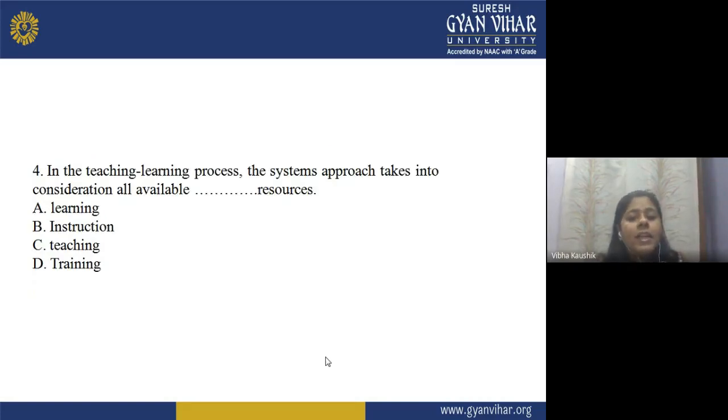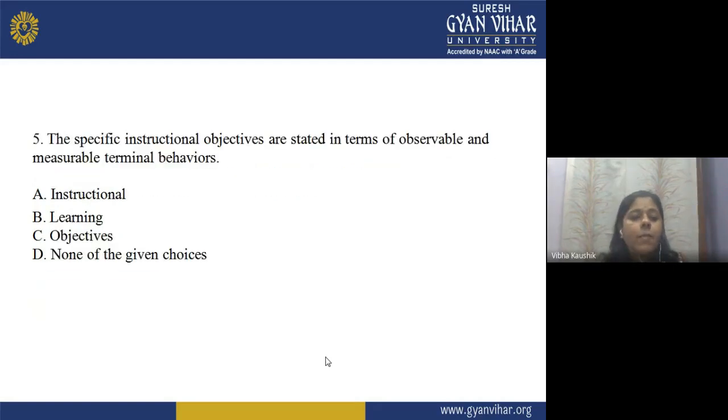The fourth one: in the teaching learning process, the system approach takes into consideration all available dash resources. A option is learning, B instruction, C teaching, D training. The correct answer is A, all available learning resources. It means the system approach takes into consideration all available learning resources which are available for a teacher during the teaching learning process.